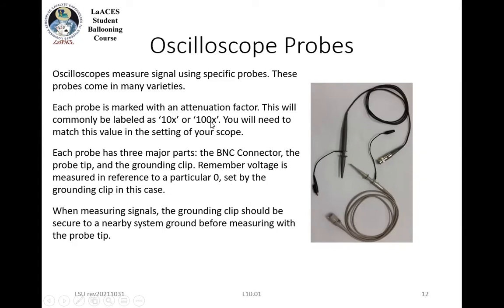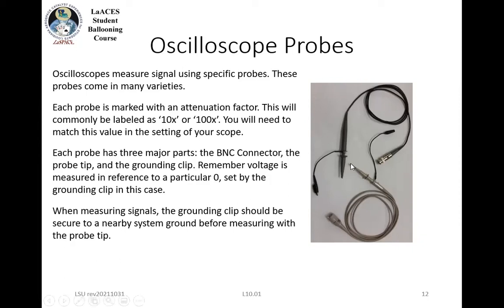So what you need to watch out for is, in particular, if you have a digital scale, you want to match the setting of the attenuation so that your readout is correct. So when you're reading 5 volts on the oscilloscope, is it actually 50 volts because you have a 10x attenuation probe hooked up?